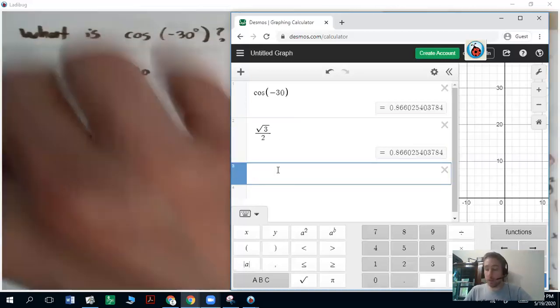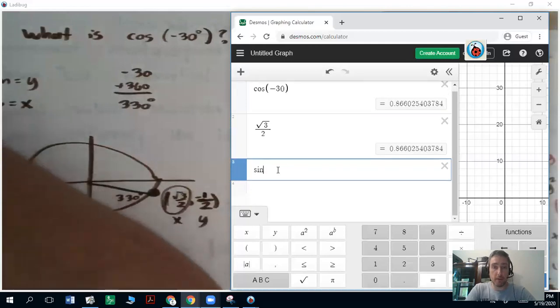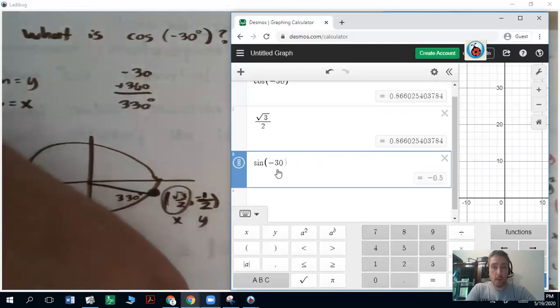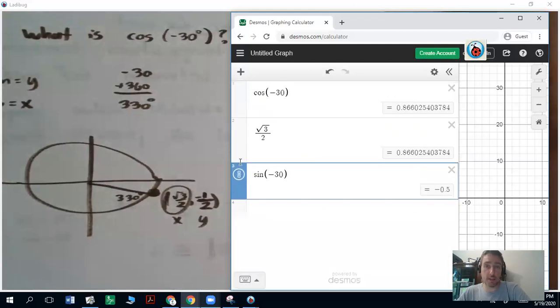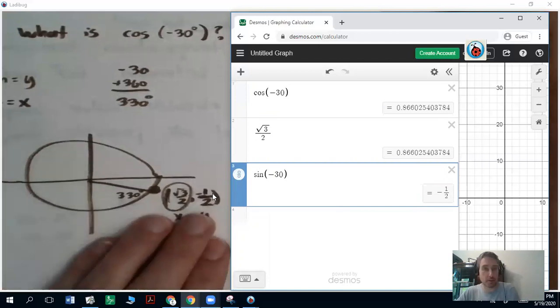I'll give you another, I could do the sine. So the sine of negative 30, that is negative 0.5. Now that is a fraction, that's negative 1/2. So you can see that that just verifies that I was right using the unit circle.